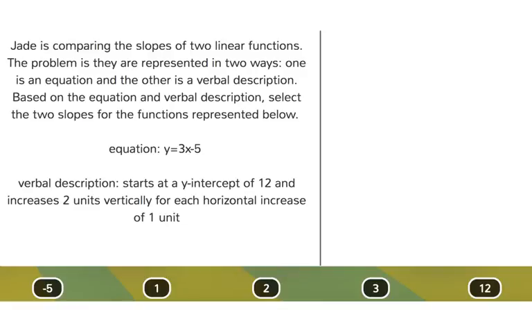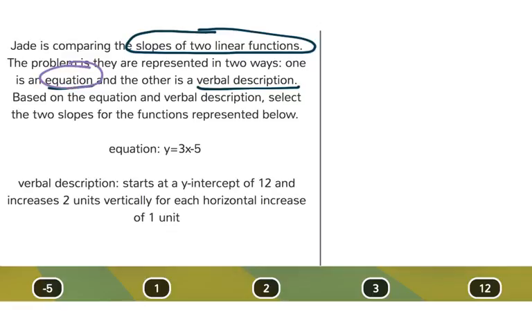All right, in this question, Jade is comparing the slopes of two different linear functions. The problem is that they are represented in two different ways. One is an equation and the other is a verbal description. You can see the equation is right here and the verbal description is down below. It says, based on the equation and the verbal description, select the two slopes for the functions represented below.